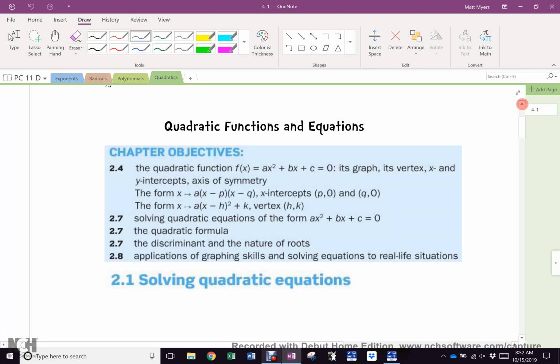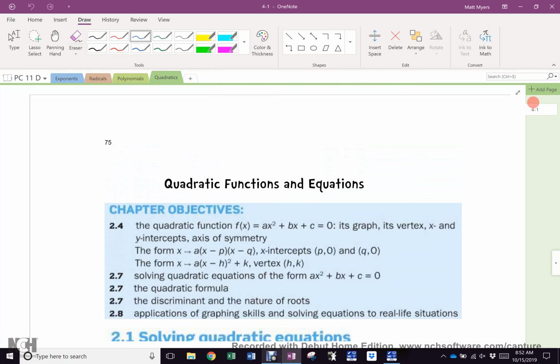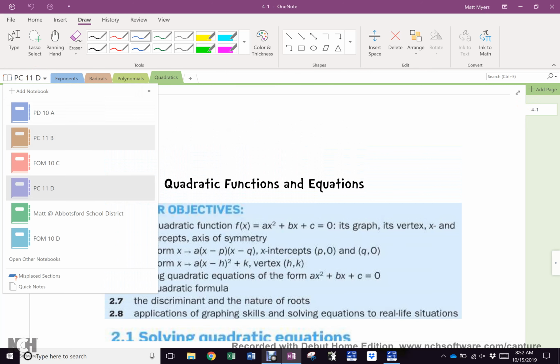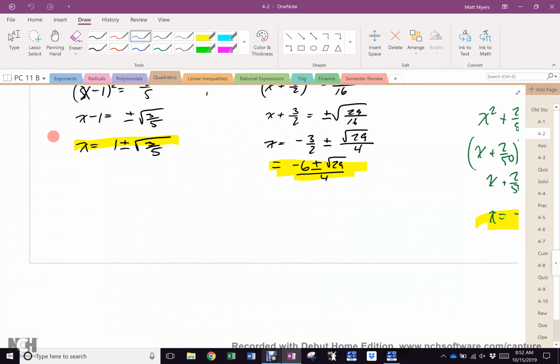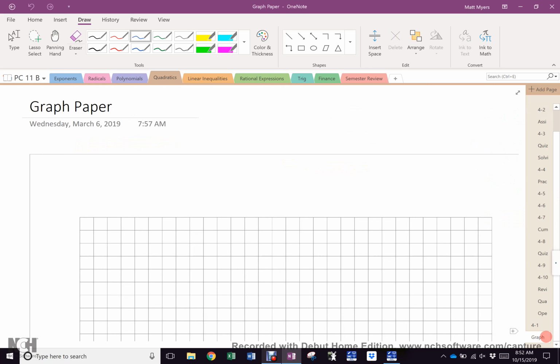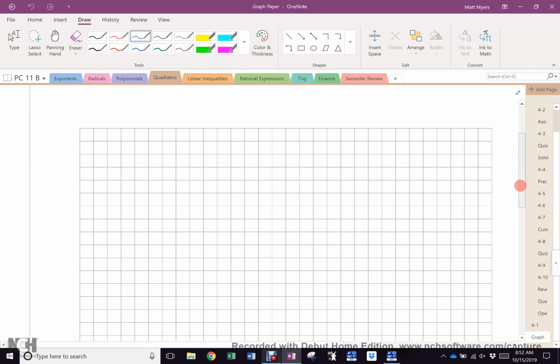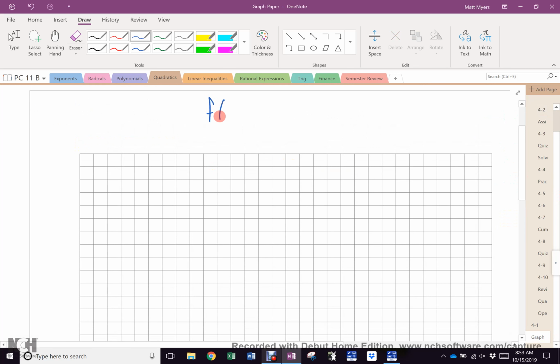Quadratic functions. So, ladies and gentlemen, I need to call your minds to the following. Graph paper. Where's my graph paper? There it is. You are all already familiar with this. Right? That is a linear function.